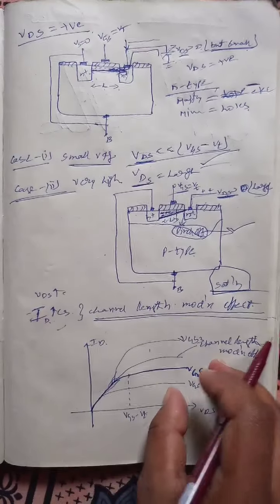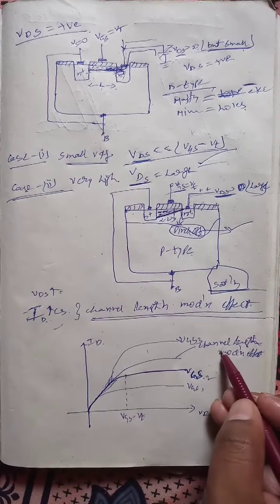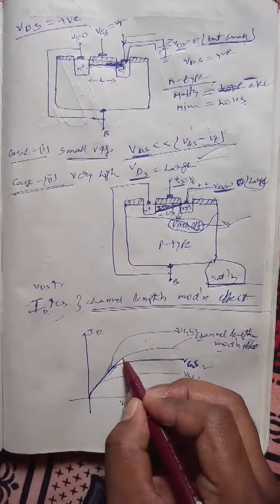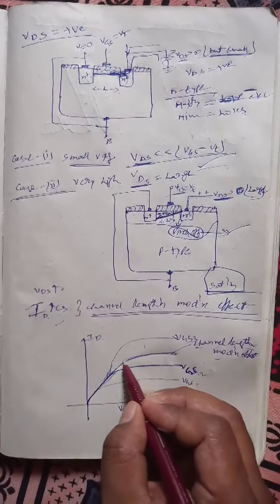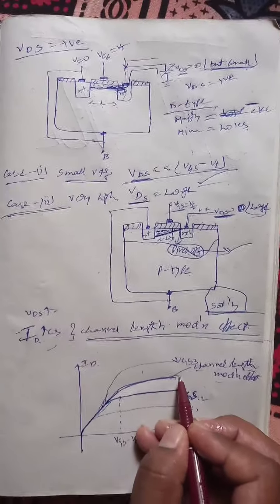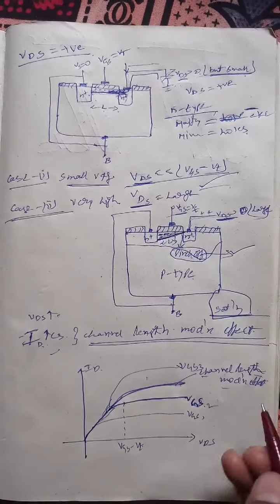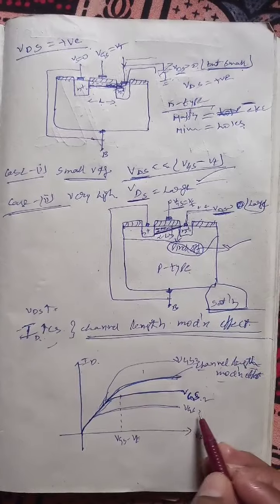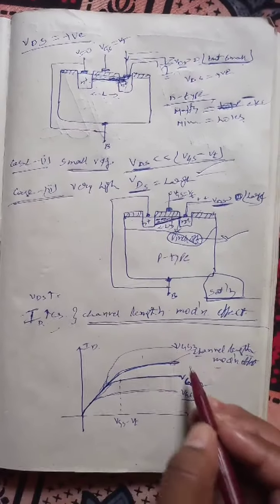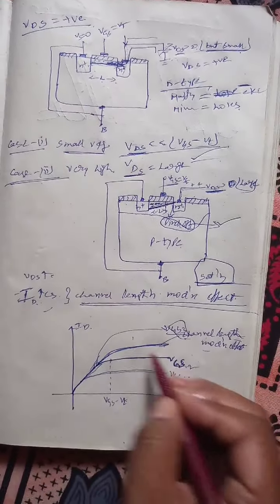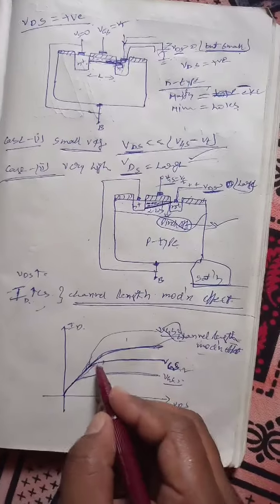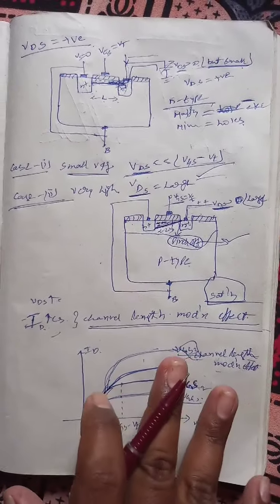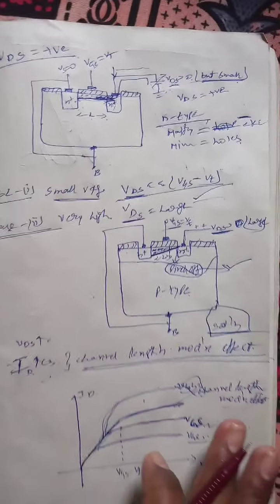If we are not increasing this voltage, the channel length modulation graph will be like this. When we are giving the input voltage at different levels, VGS equal to 1, VGS equal to 2, VGS equal to 3, this is going to give different VI characteristics. So this is the overall explanation of our circuit.